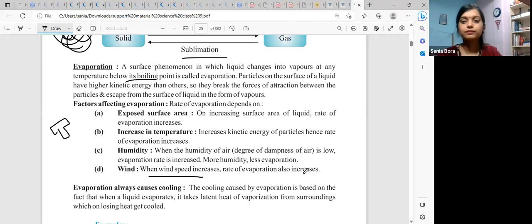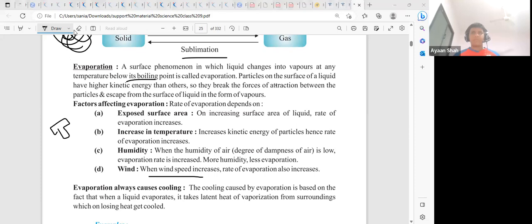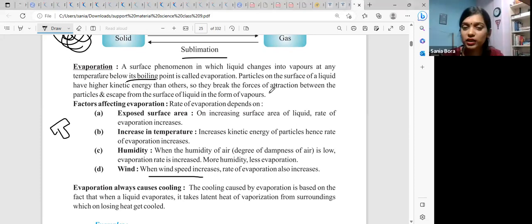Okay. So you will write evaporation, then you will write all this. I will write the definition of evaporation, the definition till here. And then the factors affecting evaporation, or the rate of evaporation depends on A, B, C, D.